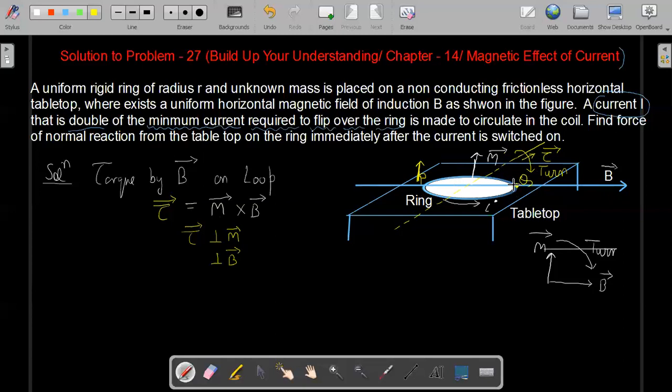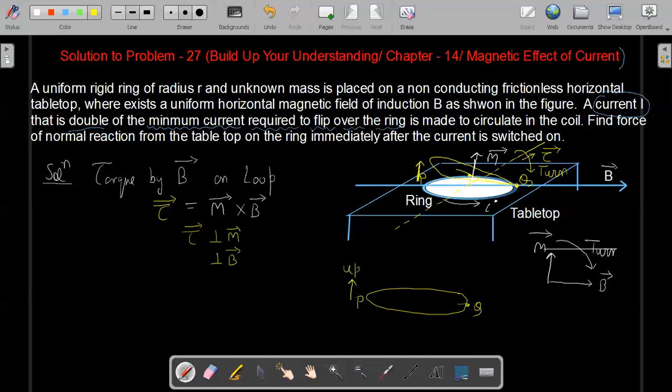And the moment this ring tries to leave the table, the force of gravity pulls it downward. Let me show you in the separate diagram. Point Q will remain on the table. Other side P tries to go up.